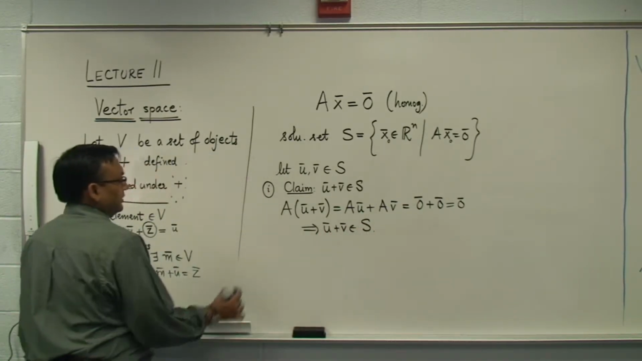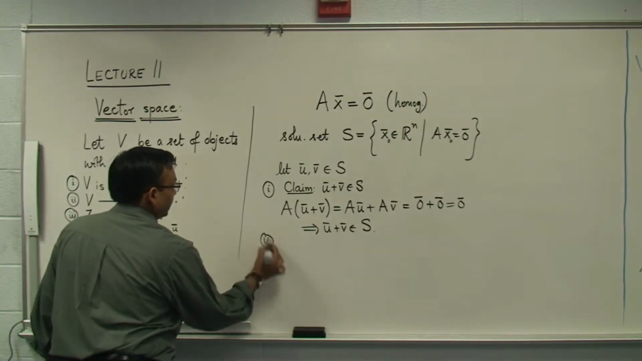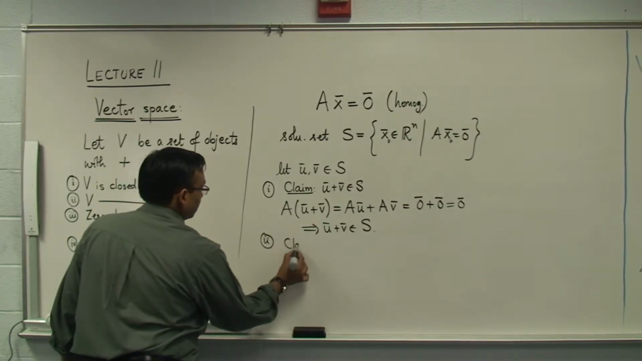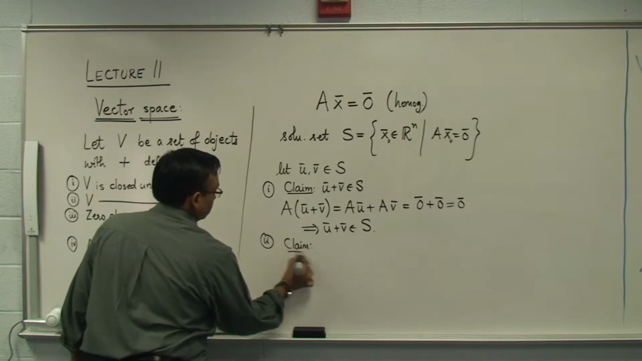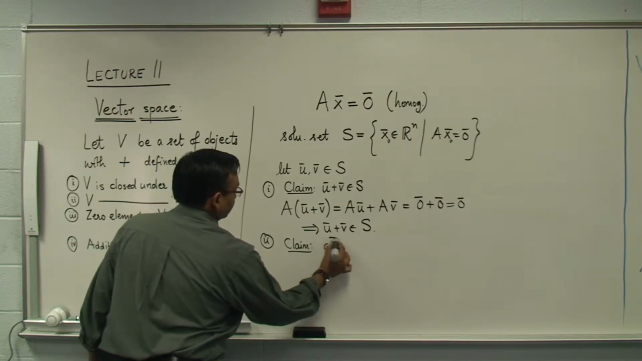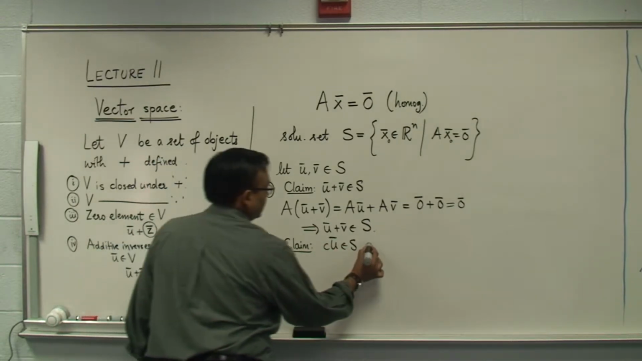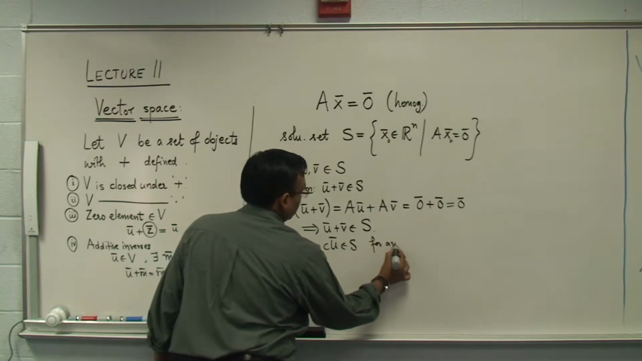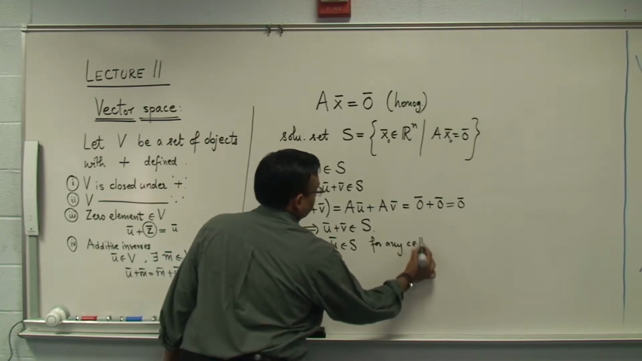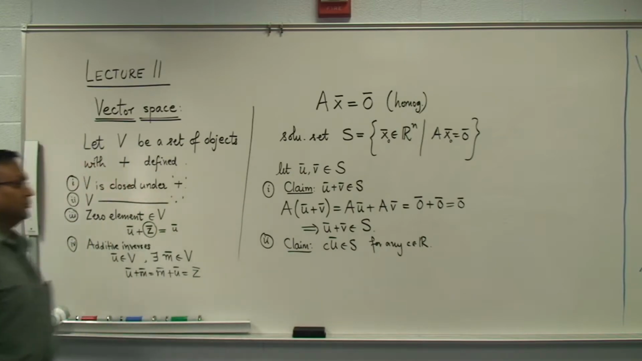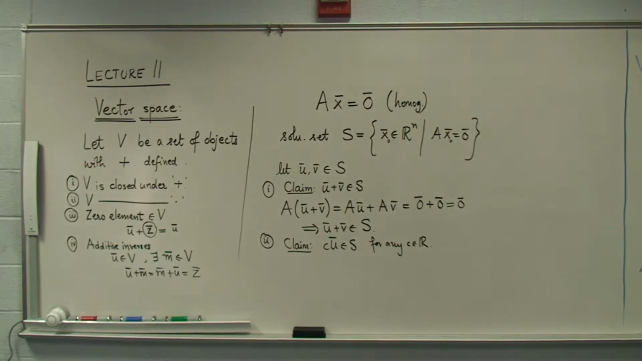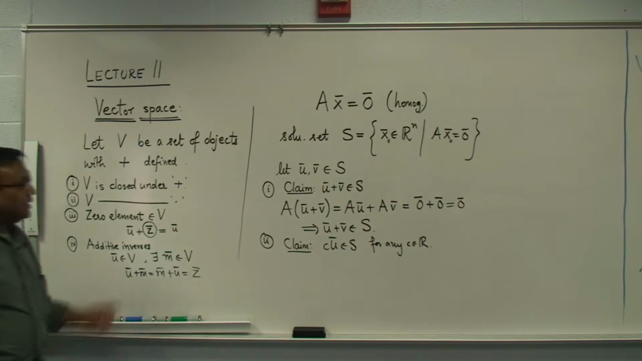And by very similar reasoning, it can be shown that c times U will also be in S for every real number c. So this is something you can try to prove on your own. So what this tells me is that whatever the solution set is, it is closed under addition, and it is closed under multiplication by a scalar.